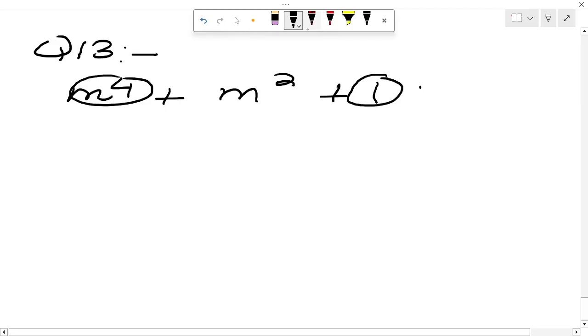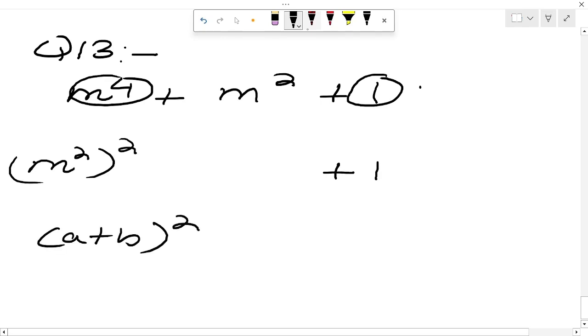So m power 4, if we just simplify it, it will be m square whole square. Then we'll write 1 here. And now I need to put this into a plus b whole square form. So how can we put this into this form? It's very easy. We need to do 2 times of a.